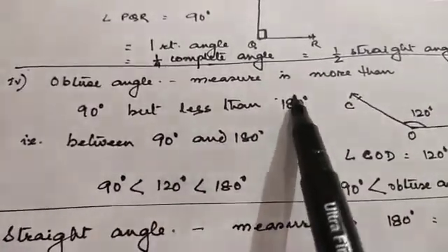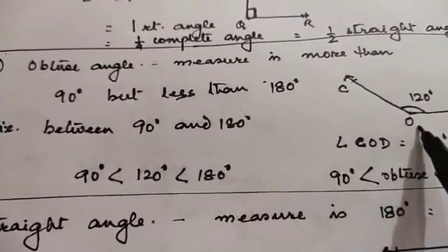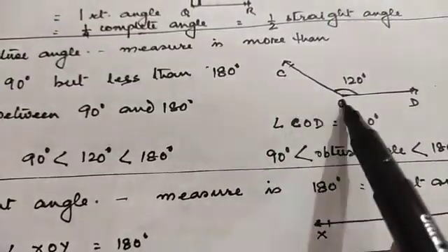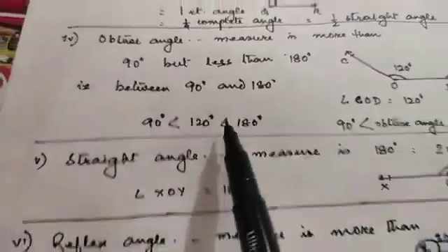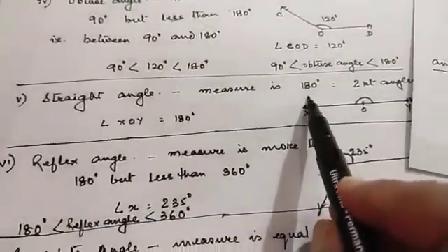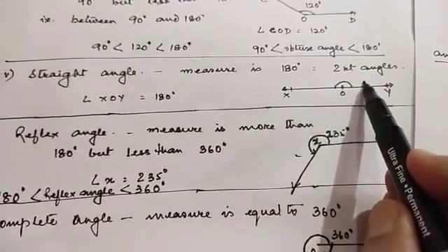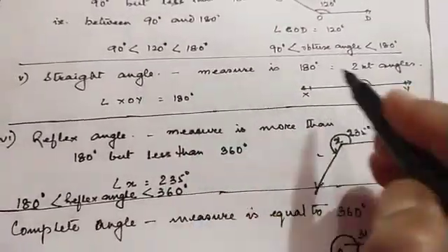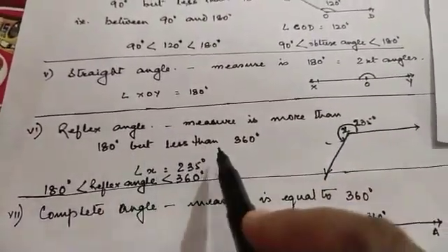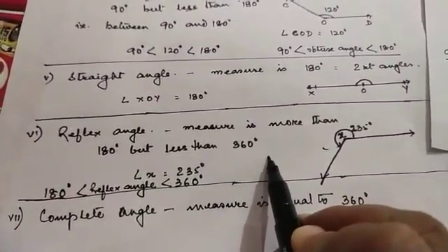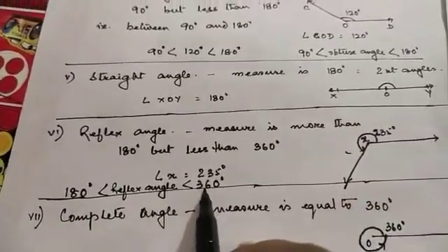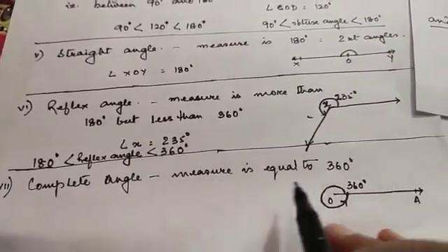Obtuse angle measure is more than 90 degree but less than 180 degree. This is the 90 degree line, it is more than 90 degree but less than 180 degree. So obtuse angle is between 90 and 180. Straight angle measures 180 degree and 180 degree is equal to 2 right angles. Reflex angle measures more than 180 degree but less than 360 degree. So it is between 180 and 360, and complete angle measure is equal to 360 degree.